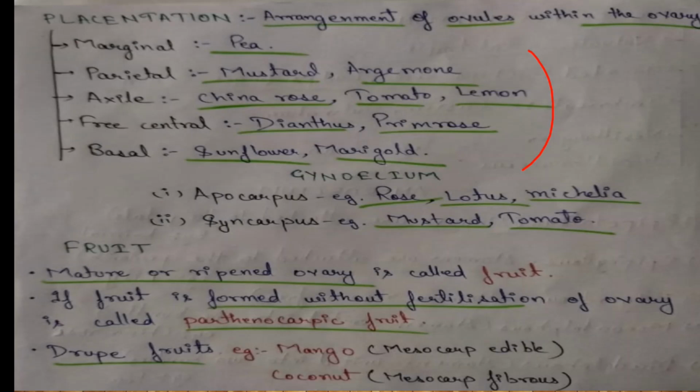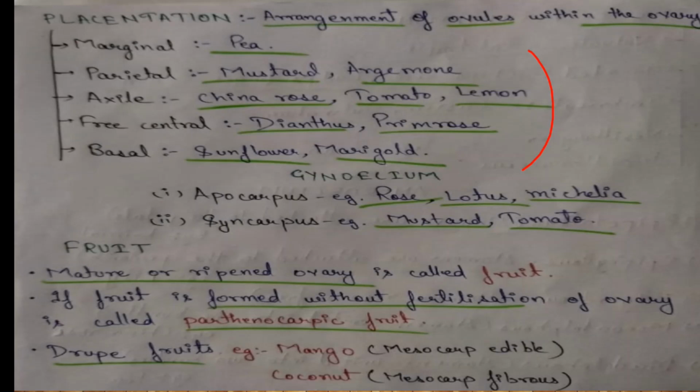Next we have gynoecium, and 2 terminologies are there: apocarpous and syncarpous. Apocarpous is seen in rose, lotus, michelia, and syncarpous is seen in mustard and tomato. Apo means free, syn means fused.